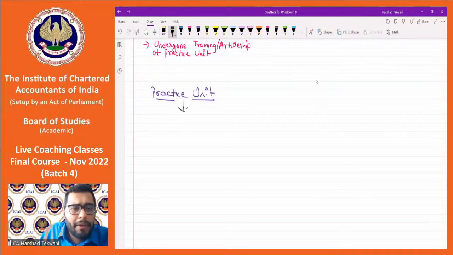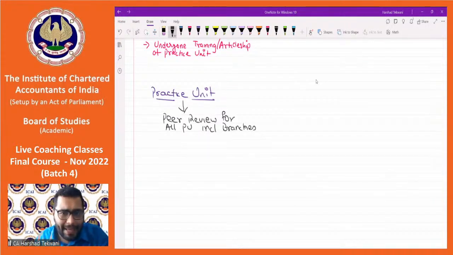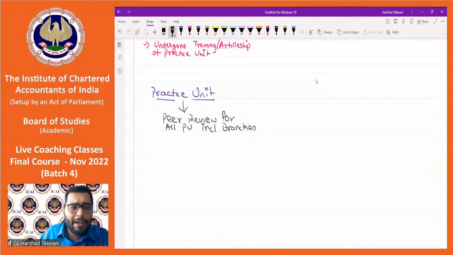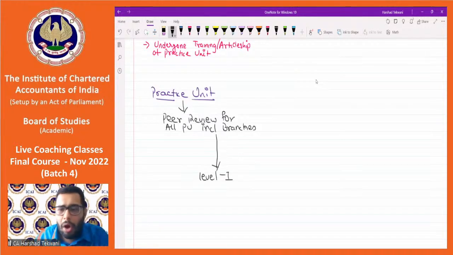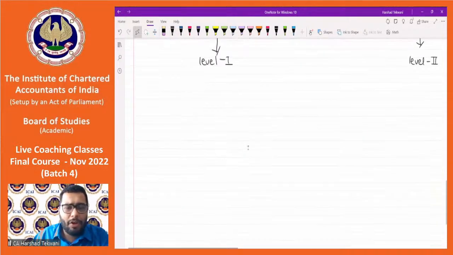So peer review for all practice unit, including branches, based on the category that is determined. Now, what is the category that I'm talking about? So all practice unit are either divided into level 1 or level 2 practice unit. Okay, level 1 and level 2 practice unit.